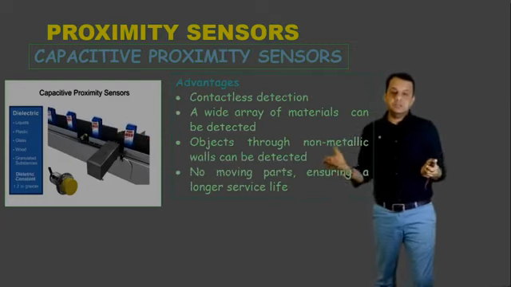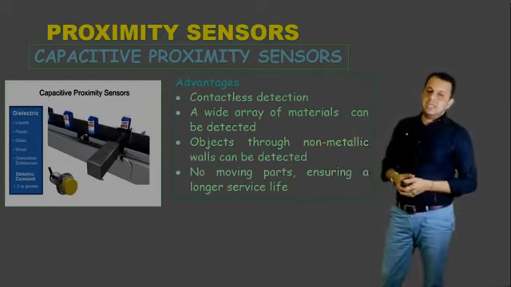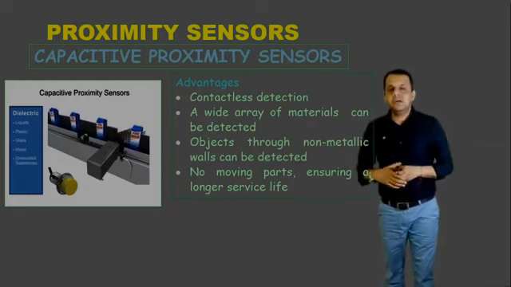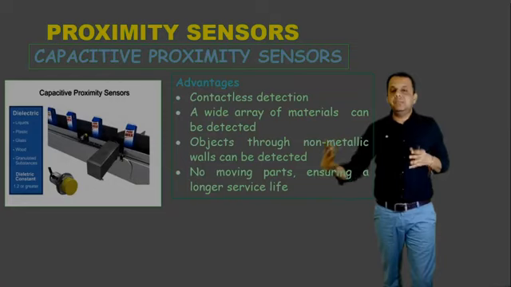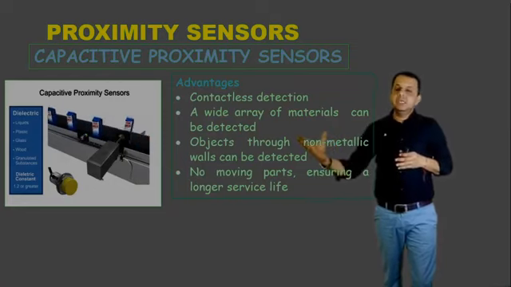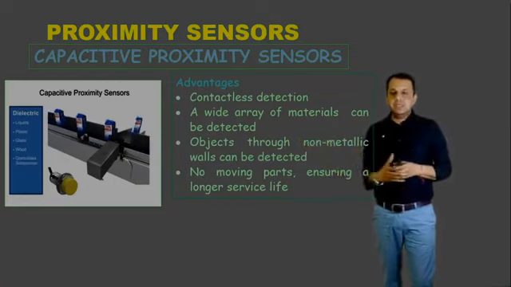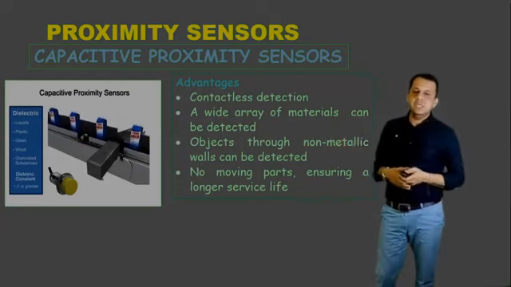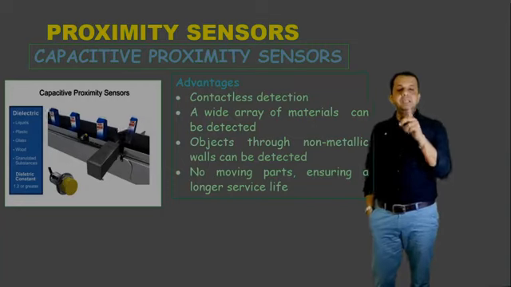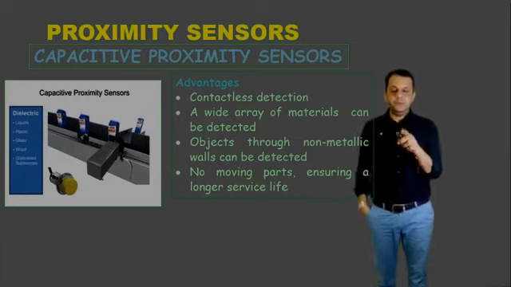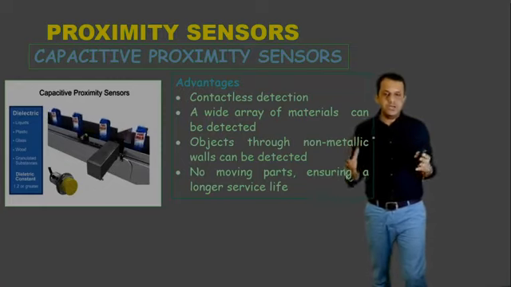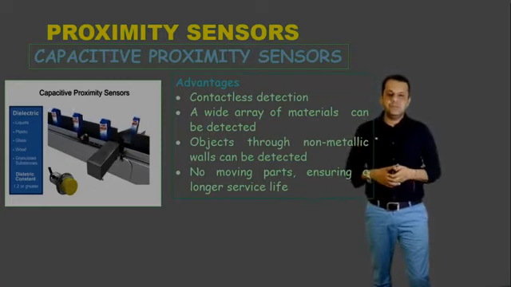So what are the advantages? Here are the advantages. Like, say, contactless detection, that is everywhere in the proximity sensors. And a wide area of material can be detected. Here you look at the animation where a number of objects are coming up and the response is very fast. Plus, inside the sensor there is no moving part. I am talking about inside the sensor. So whenever there is no moving part, it gives you longer service time.